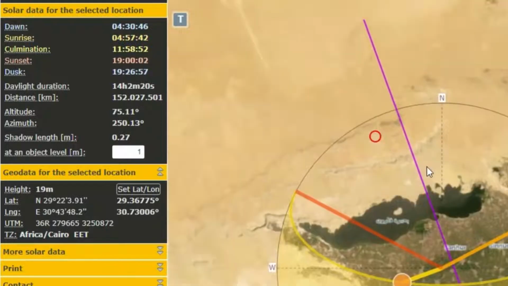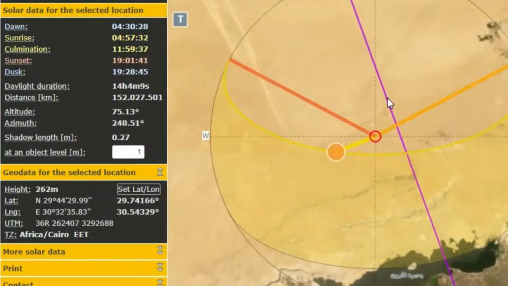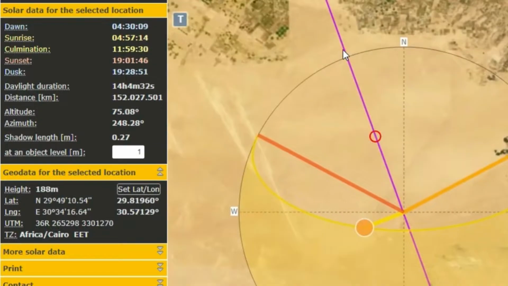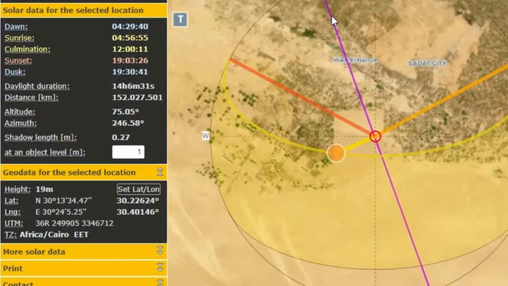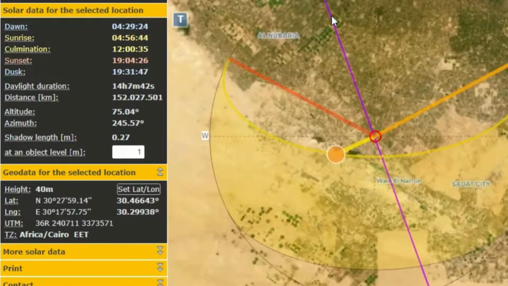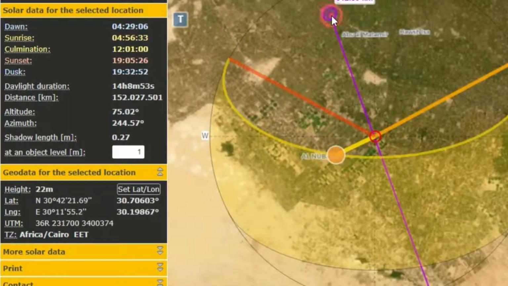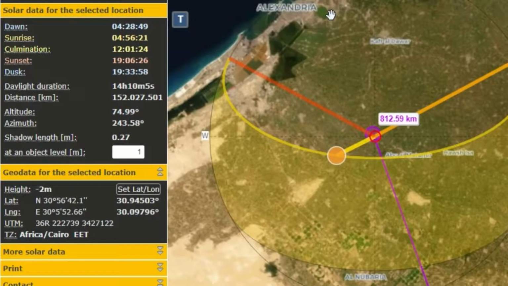Get the fuck out of here, it's impossible. Yeah, they cannot measure 800 kilometers. That would be more like 1600 kilometers with this terrain. Here, 19 meters. So from 400 meters to 19 meters. 40 meters again. It goes up and down. How did those sheep fuckers measure this? I call it bullshit.